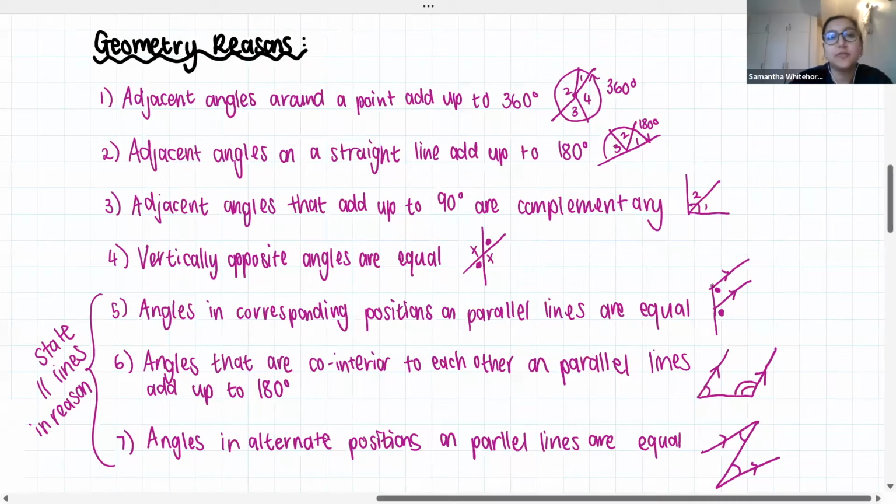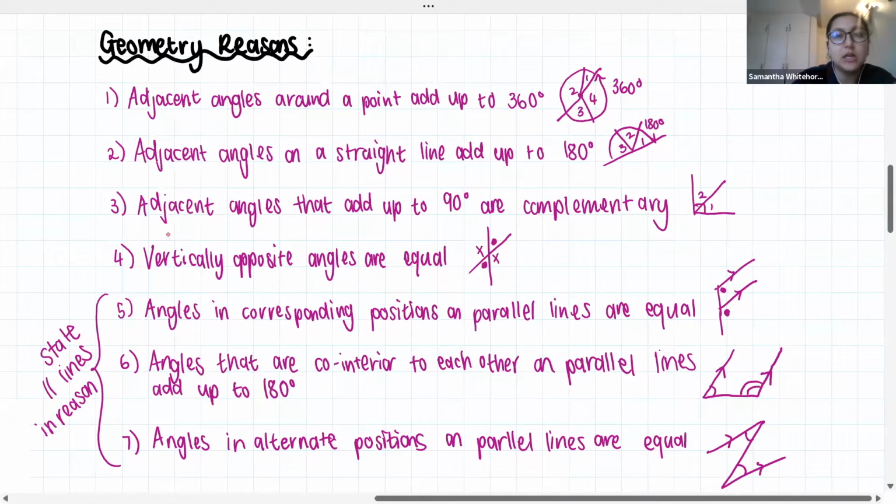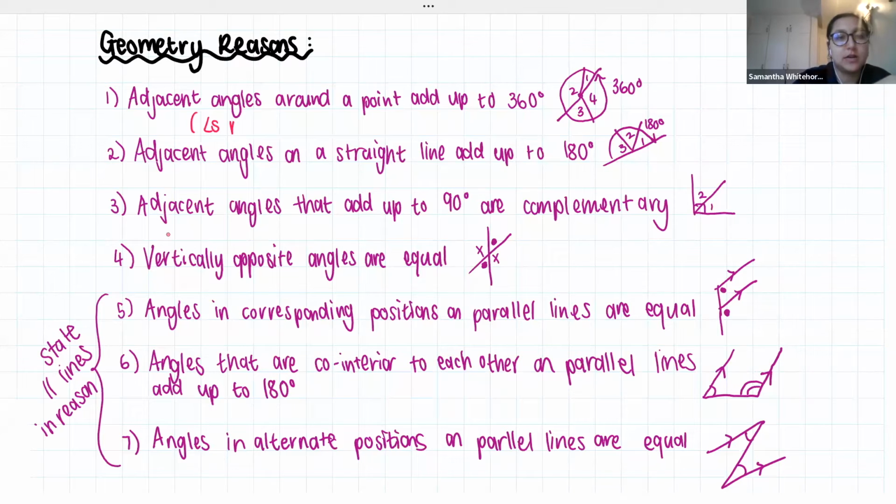All right, so if we just underneath write down the specific reason you would put when you're doing your working out. So adjacent angles around a point add up to 360 is just angles around a point. You can say around if you want. And remember, in your reasons, you can abbreviate. There's nothing wrong with that. Angles on a straight line, literally angles on straight line.